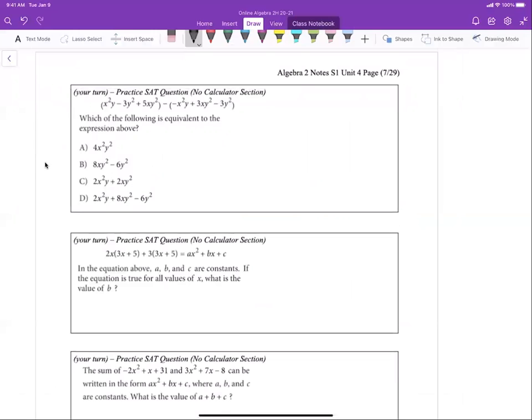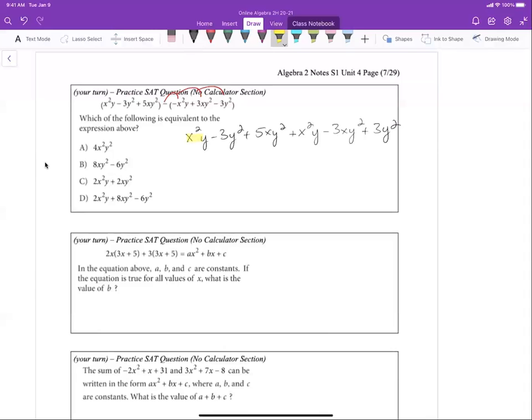Welcome back. So the first one is, which of the following is equivalent to the expression above? And so in order to do that, I need to, whoops, wrong one. I need to distribute this negative through the entire expression and rewrite the expression. So now that will give me a positive x squared y minus 3xy squared plus 3y squared. Now I've got to go find all my like terms.